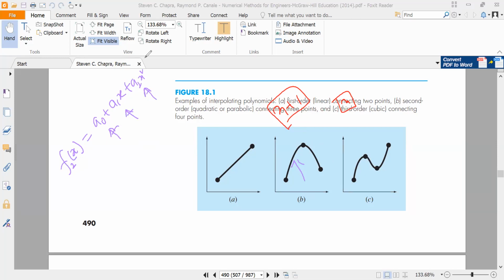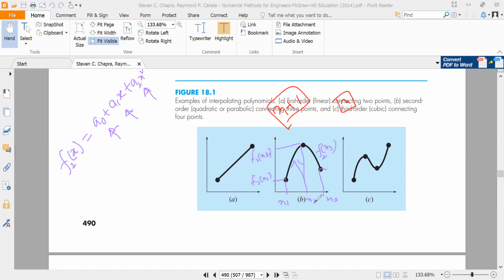In this case, we are designing a polynomial in such a way that all the data points will be satisfied by the polynomial. So what you can do is consider that this point is x1, this point is x2, this point is x3. The corresponding values of the function are f2(x1), f2(x2), and f2(x3).